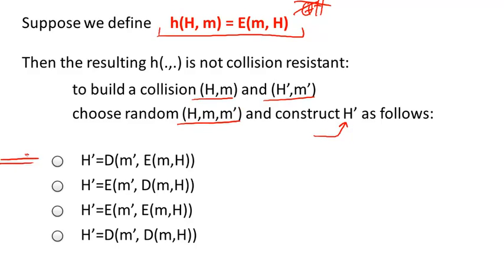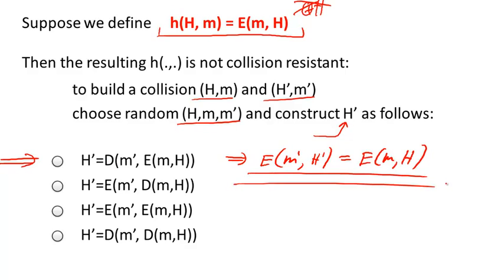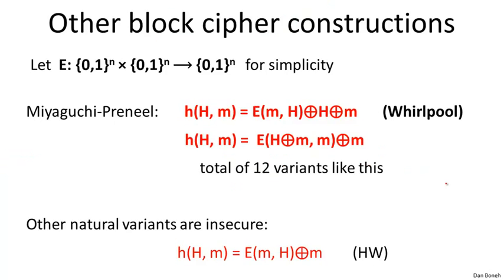So the answer is the first choice, and the easy way to see it is if we apply the encryption function using m' to both sides, then we get that this is basically E(m', h'). This is what we get by applying encryption using m' to the left-hand side. And if we apply encryption using m' to the right-hand side, the decryption operator cancels out, and we are simply left with the encryption of (m, h), which is exactly the collision that we wanted to find. So you can see that by using the decryption function D, it's very easy to build collisions for this compression function.